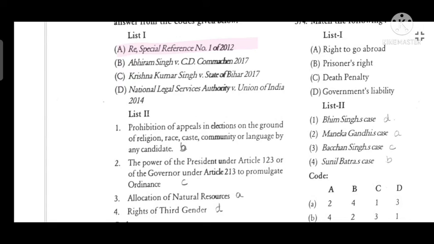Re Special Reference number 1 of 2012: allocation of natural resources. Abhiram Singh versus C.D. Commachen 2017: prohibition of appeal for election on the ground of race, caste, community and language of the candidate. Krishna Kumar Singh versus State of Bihar 2017: power of the President under Article 123 and of the Governor under Article 213 to promulgate ordinances. National Legal Services Authority versus Union of India 2014: rights of the third gender.